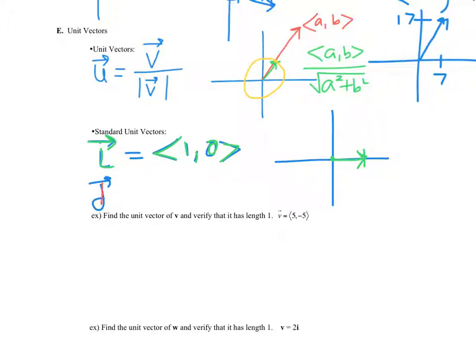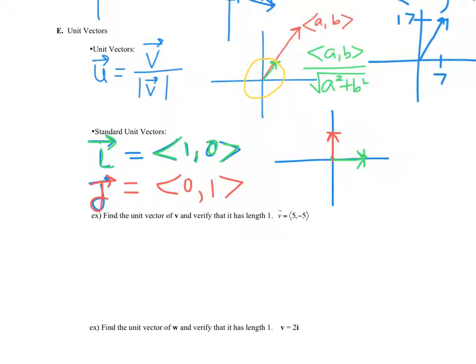Vector j. What do you think vector j is? You're smart. 0, 1. Yeah, you just switch them. So vector j would go along the y-axis instead. Okay, those are our standard unit vectors.